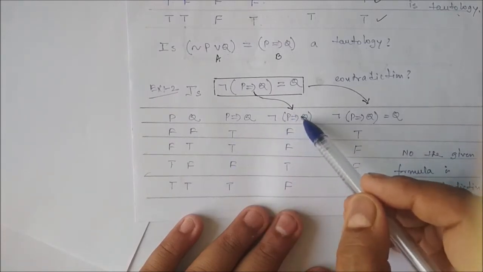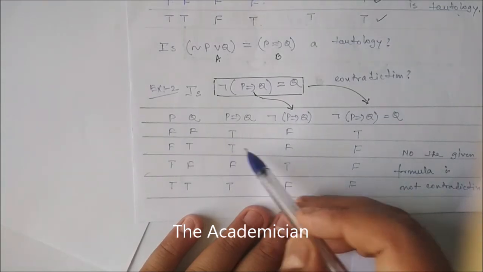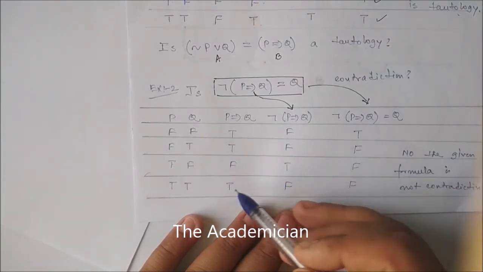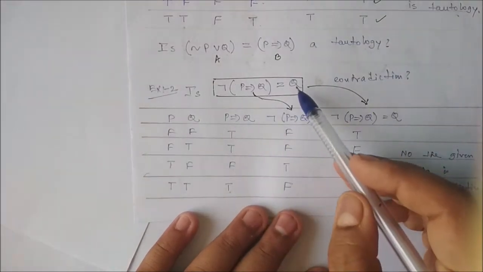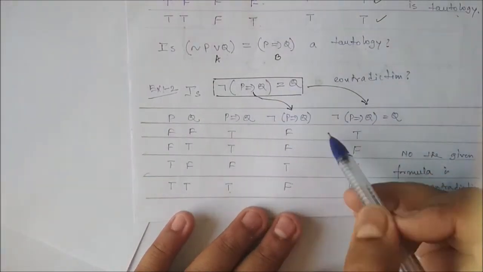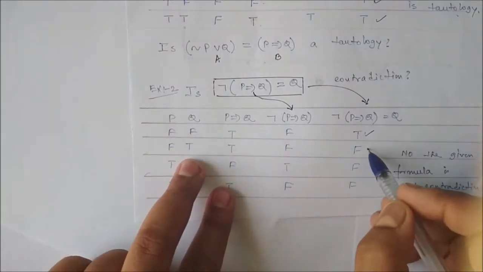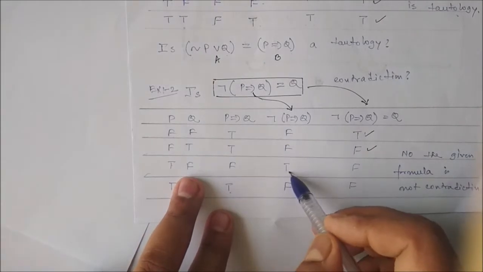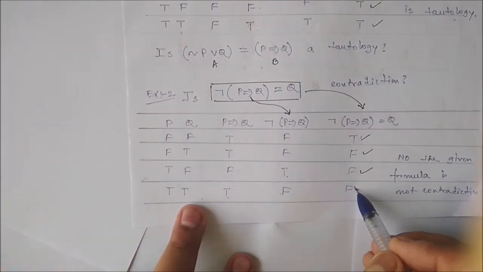Not of implies means true becomes false, false becomes true, and so on. So it's the negation of this one. Then we can check whether it is equal to Q. If you compare these two, are both same? Yes. Both same? No, false. Both same? Yes. Both same? No, false.